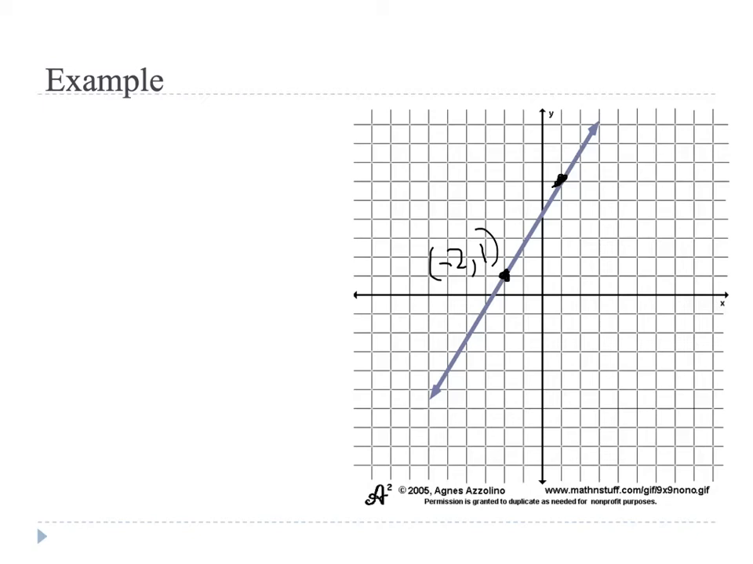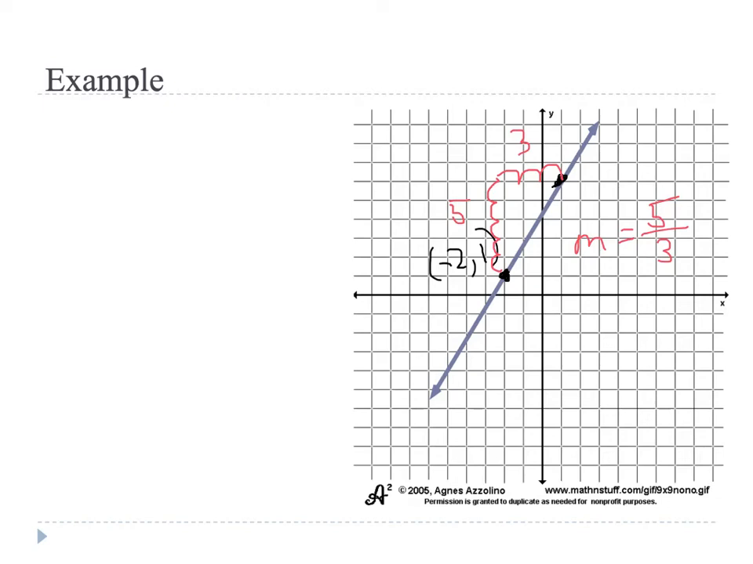Again, slope is rise over run. 1, 2, 3, 4, 5. We go up 5, so a positive 5. We go over 1, 2, 3. So our slope, m, is equal to a rise of 5 and a run of 3, or 5 over 3.